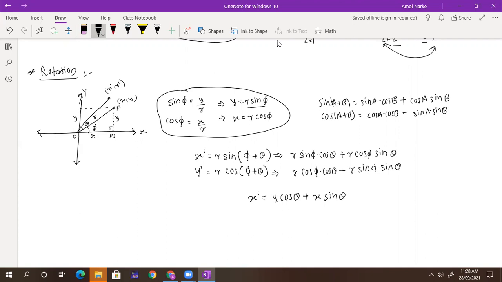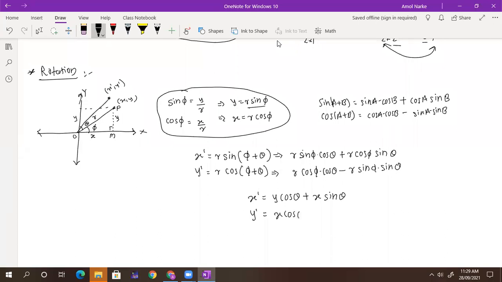Yes or no? What is Y dash? Can you please tell me? Any doubts? X cos theta minus Y sin theta. R cos phi is nothing but X. So X into cos theta.